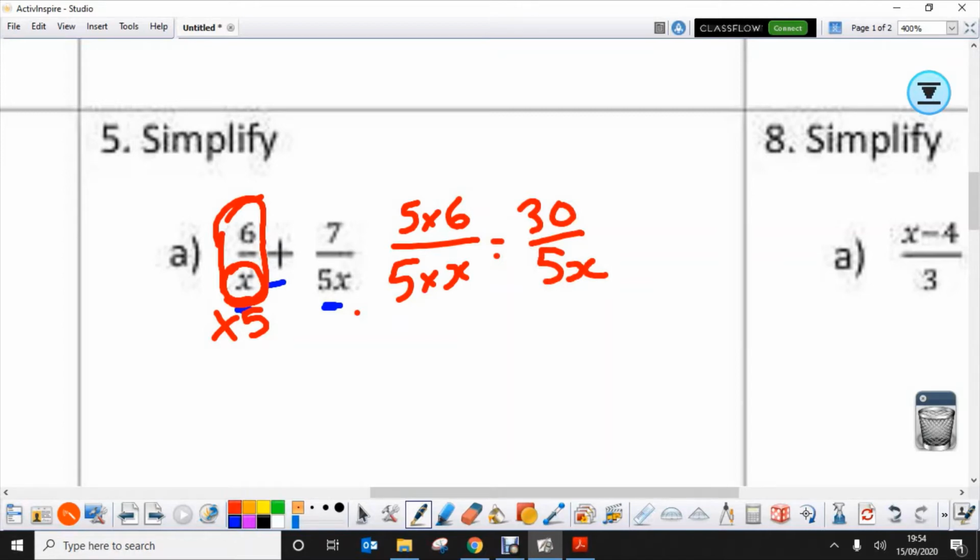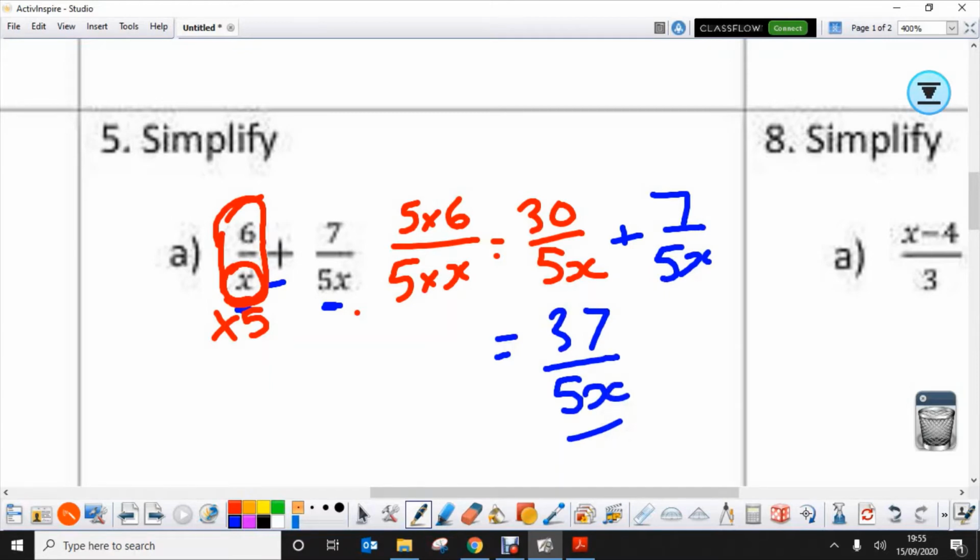I'm then going to put in the other fraction that I've got, plus 7 over 5x, and I can now add it: 37 over 5x, and that's my answer. Again, remember, when we get to this stage, the bottom of the fraction will not add. I'm not adding that because that's the denominator of my fraction. Whenever you're adding fractions, the bottom denominator will stay the same, and we add the top or subtract the top.